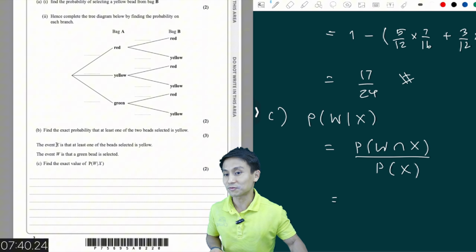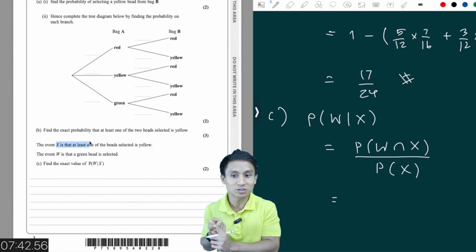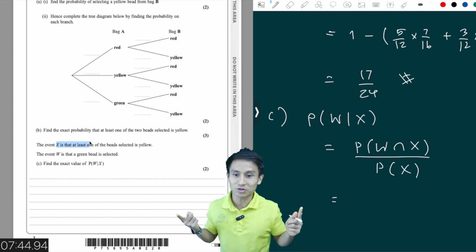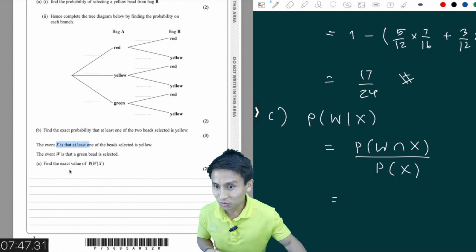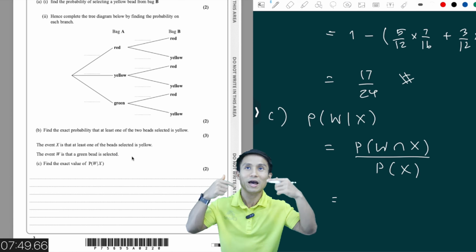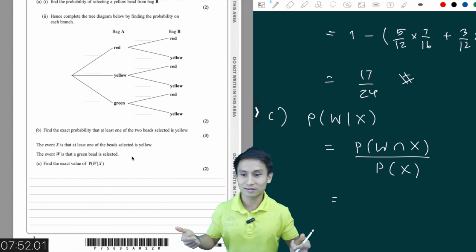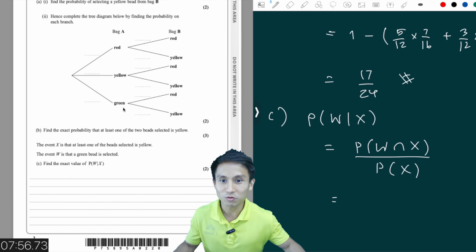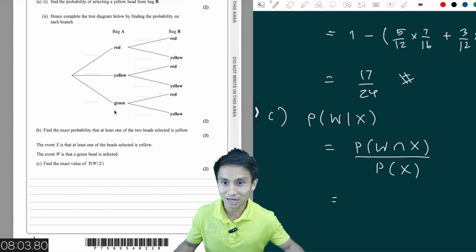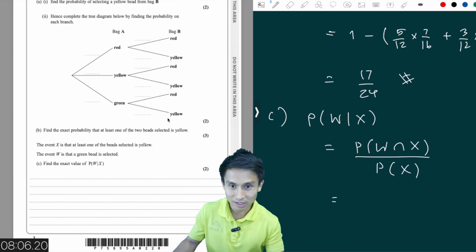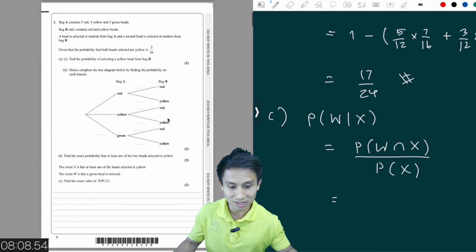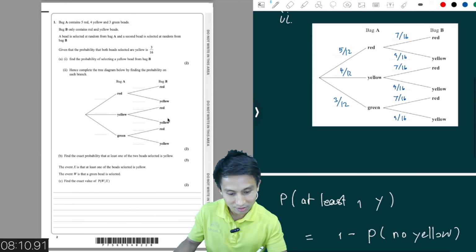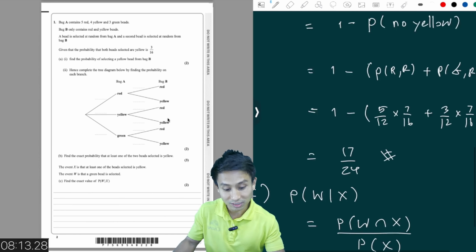Because to satisfy X, you only need at least one. So it could be one. It doesn't have to be two. And because you also have to intersect W here, that means you also have to have a green. So it's just one green and one yellow. So how do we get one green, one yellow? Well, we need to get the green from bag A. So it's green and yellow here. Yeah, so just the last branch here. That would be green and yellow. So what is green and yellow? I can look at my tree diagram again. So it's just 3 over 12 times 9 over 16, yeah?